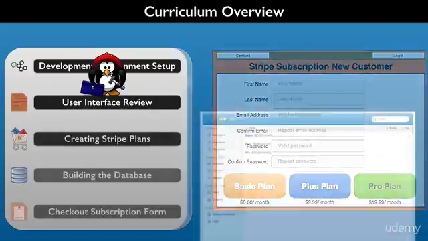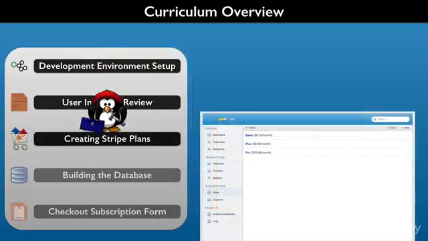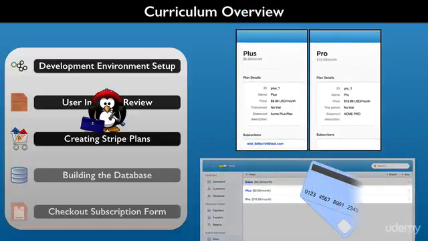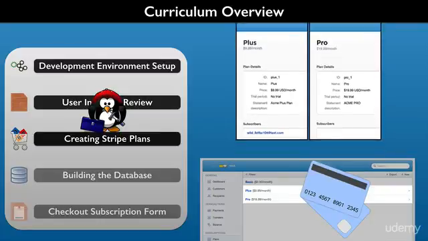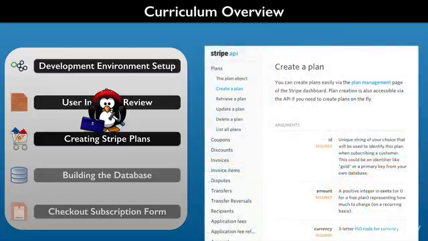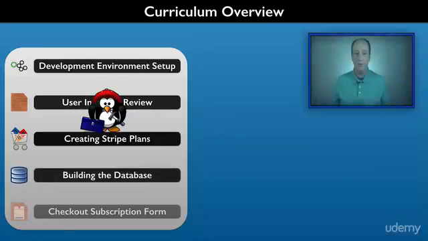Then we cover how to create plans in your Stripe account using its dashboard. We'll work through all the details required to set up our 2 paid plans and also our free plan. We will use Stripe's free plan option that lets us add subscribers without requiring a payment card. We also look at creating plans using the Stripe PHP API. This will become handy when we need to reset our data for testing.